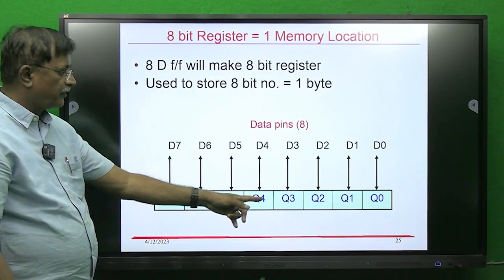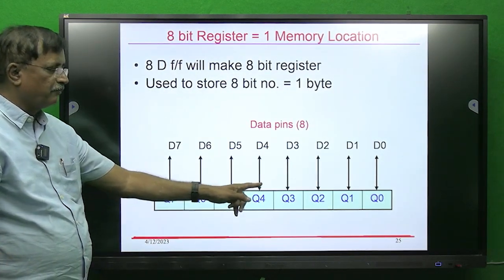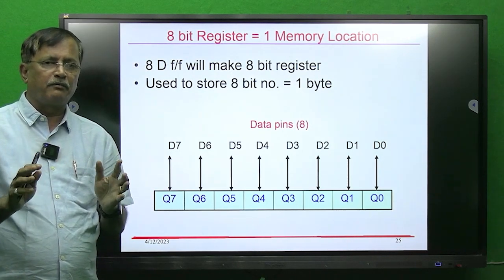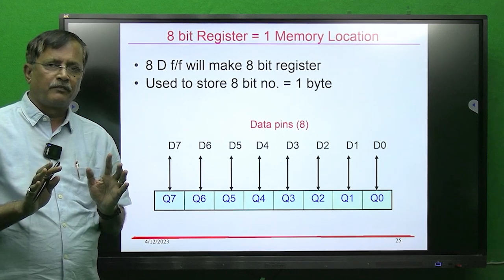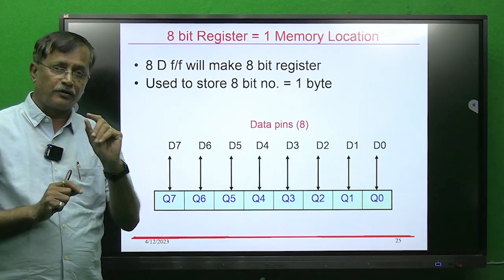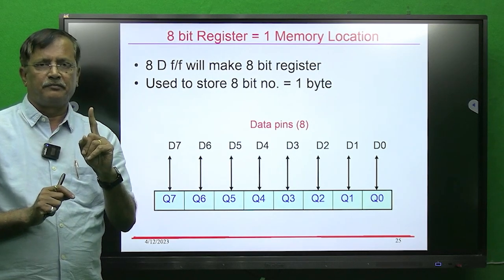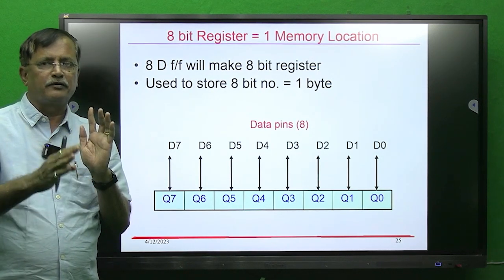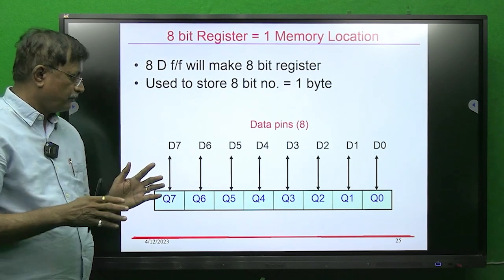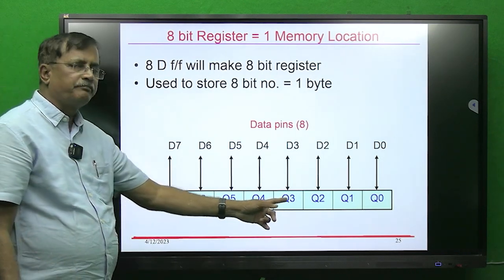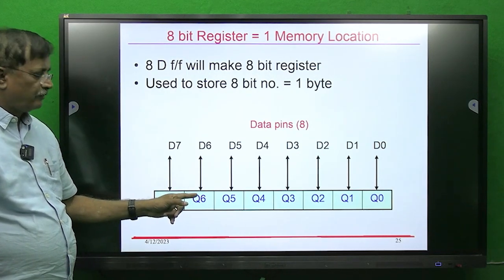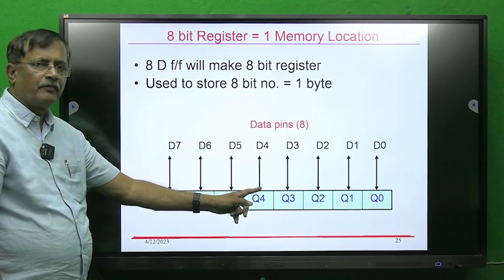So this is that 8 bit register, and this is called one memory location. You can have 1 gigabyte, 2 gigabytes, 4 gigabytes of memory, but the basic unit of that memory, one location, will store 1 byte. And you can have gigabytes of locations. So each location will store 1 byte. Now this is that 8 bit register which stores 1 byte. 1 byte means 8 bit data.